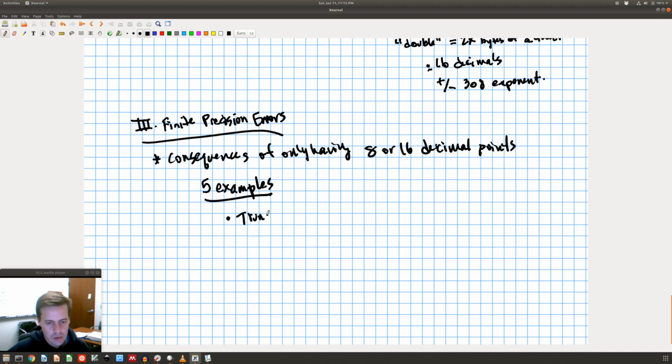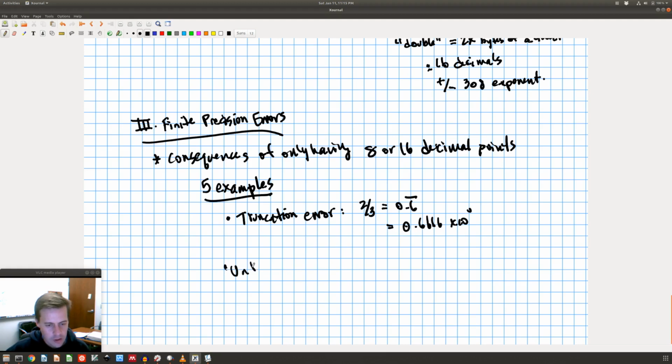So one is called truncation error. Okay, so truncation error is if I want to store 2/3, that equals 0.6 repeated infinitely. But I can only store that as something like 0.666 times 10 to the 0, right? And so, I have error by not being able to store all those other 6's.